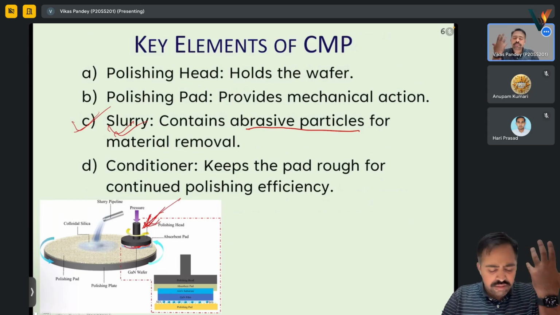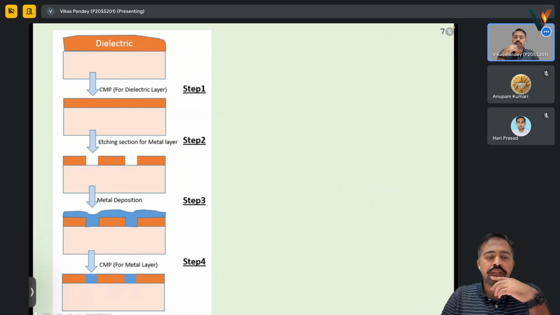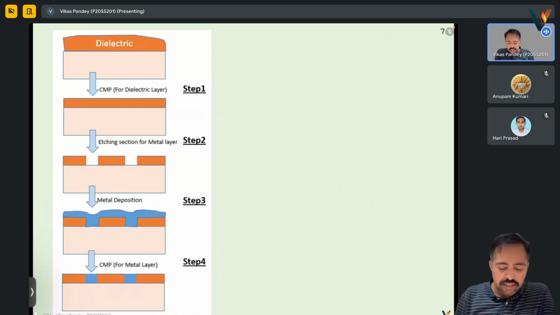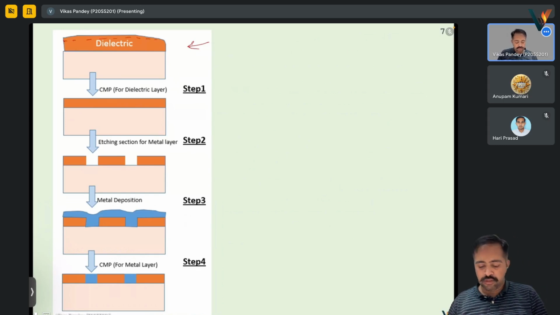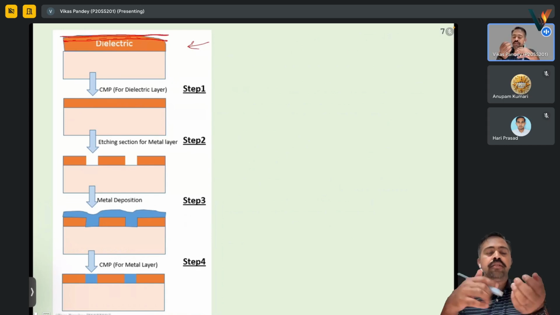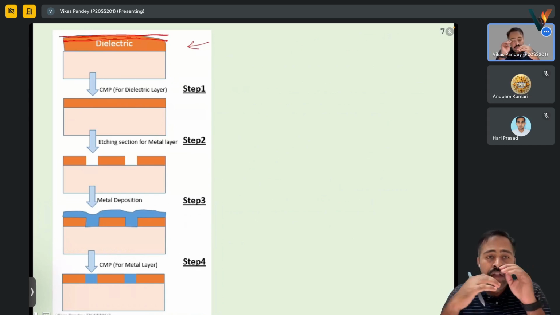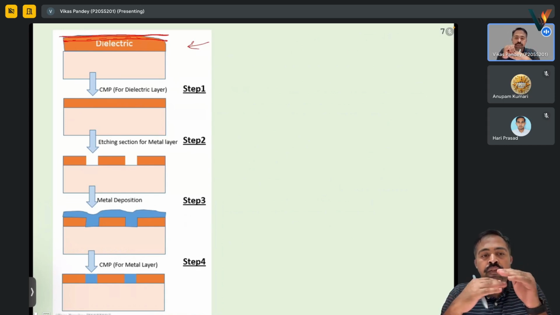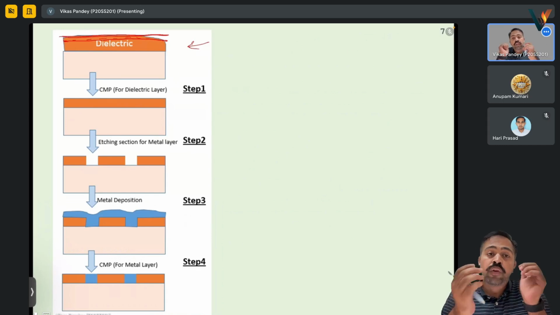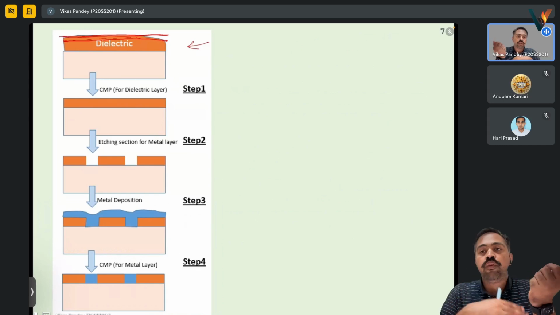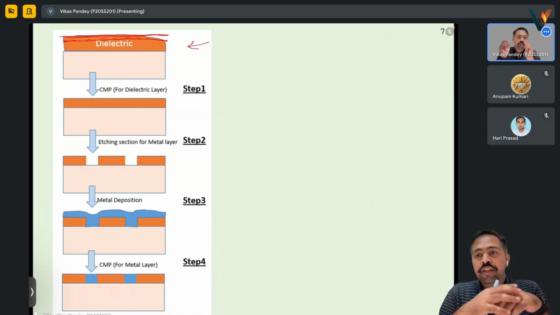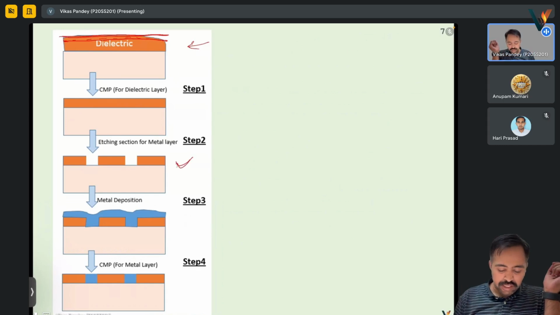So to simply understand what this CMP is, say we have a dielectric that was deposited like this. Ideally we might have wanted a deposition like this, or maybe a deposition like this. But due to our process errors, there is some non-uniformity there. So what if we directly go for our lithography? Then we might not get a perfect pattern like this.